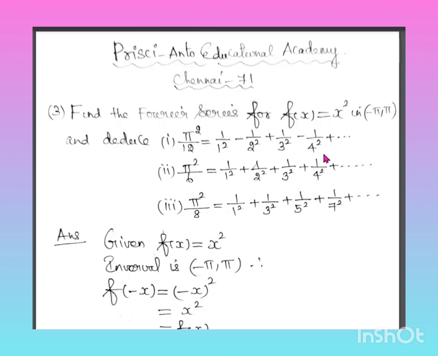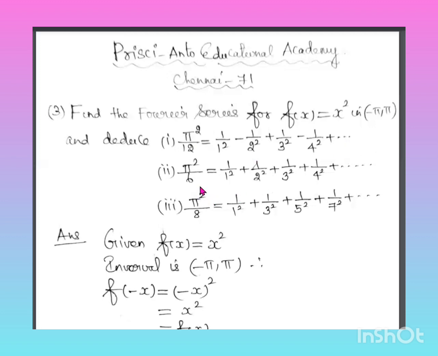Today we are going to study again the Fourier series problem. So, third problem: find the Fourier series for f of x equal to x square in the interval minus pi to plus pi. You have to see the limit, the interval is very important, minus pi to plus pi, and deduce. Subdivision 1: pi square divided by 12 is equal to 1 by 1 square minus 1 by 2 square plus 1 by 3 square minus 1 by 4 square plus etc.